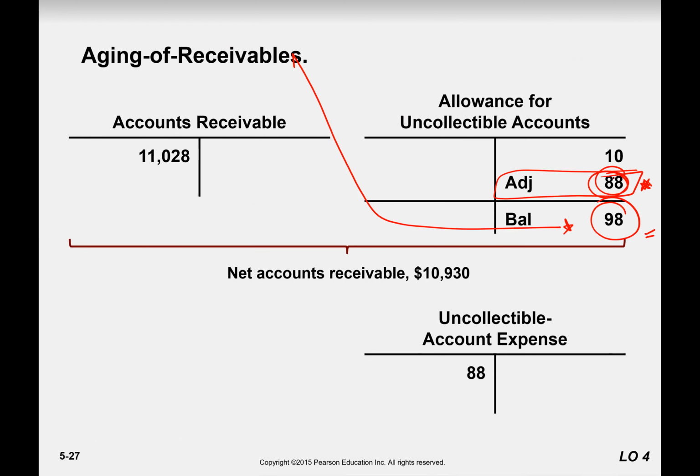We make the entry, the uncollectible expense to allowance for uncollectible. Then the balance is less: 11028 minus 88. That is the NRV, which is 10,930. That would be shown on the balance sheet, and this figure will show on the income statement.